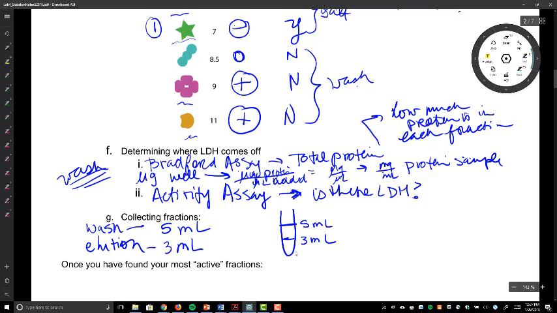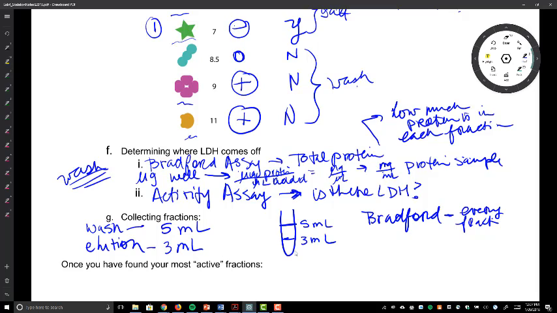Now, when you're collecting these fractions, when you are measuring your Bradford, you're going to want to take a Bradford assay on every fraction. And so with every fraction you get, you're just going to take it and plop some into your multi-well plate. And it's not necessarily a lot of work. You're just going to be looking for a color change. You're not going to quantify anything with the Bradford until the end.